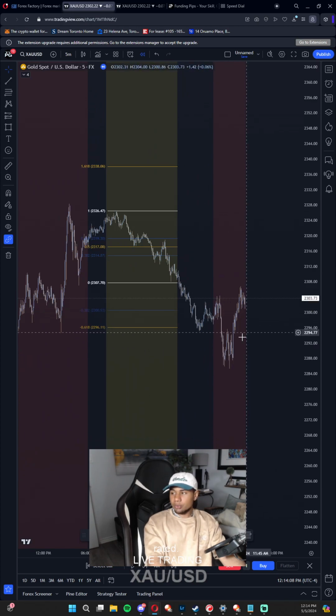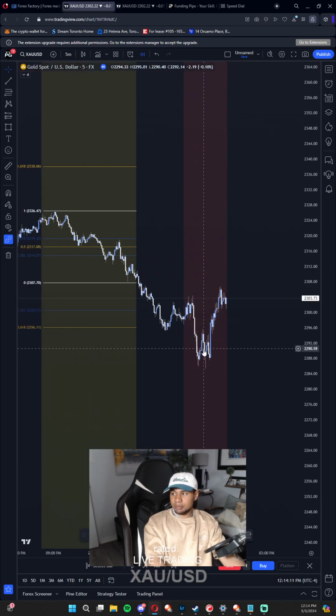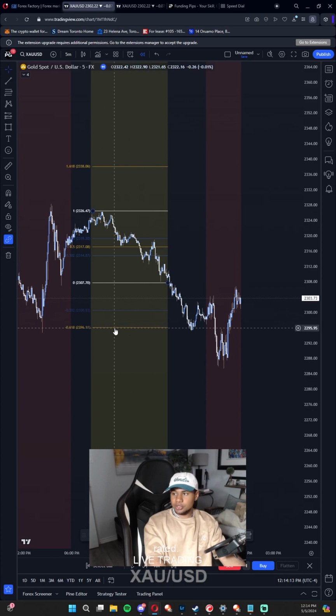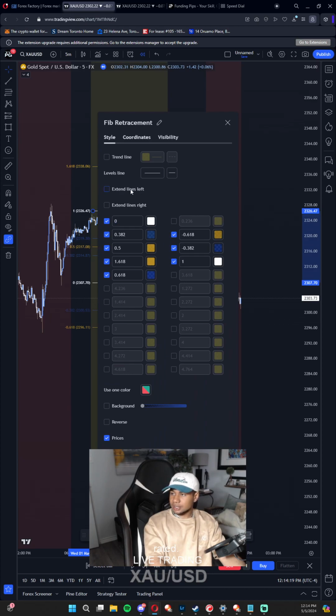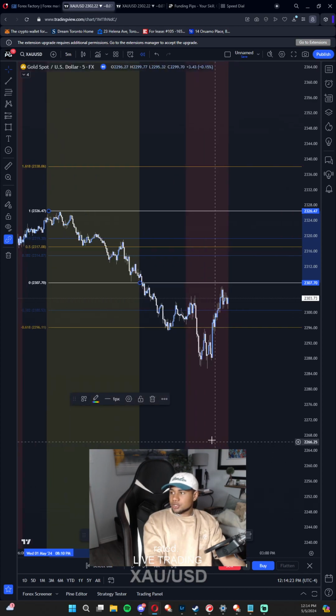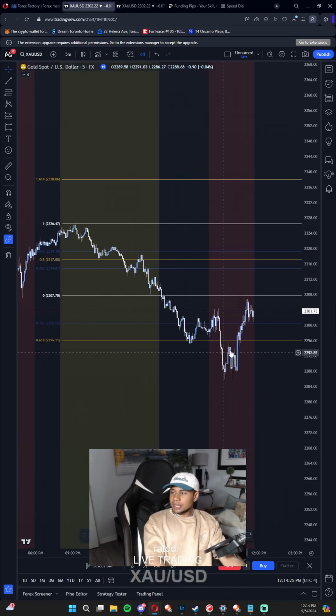Now, what can we do to avoid being liquidity swept like this? Normally, we would just buy at the 618, and I'm going to go ahead and extend this. Maybe I can just extend the lines to the left or to the right. Okay, so how are we going to avoid getting a liquidity sweep like this?